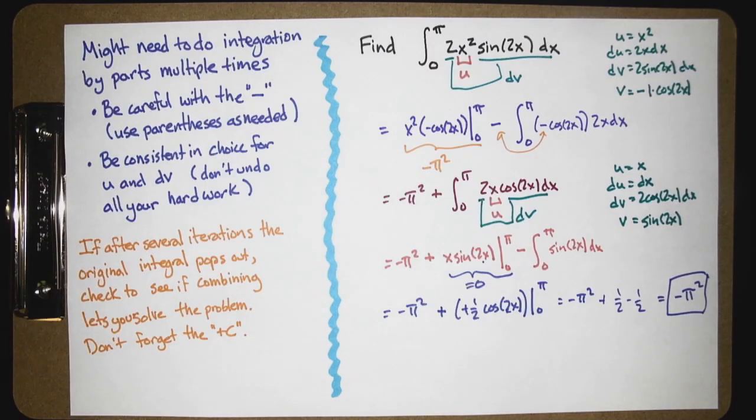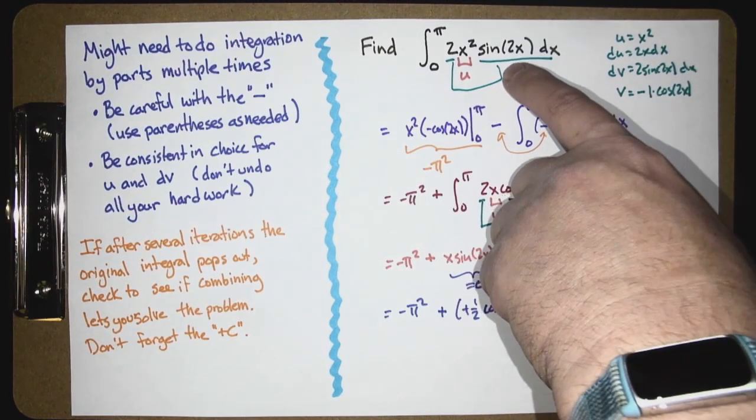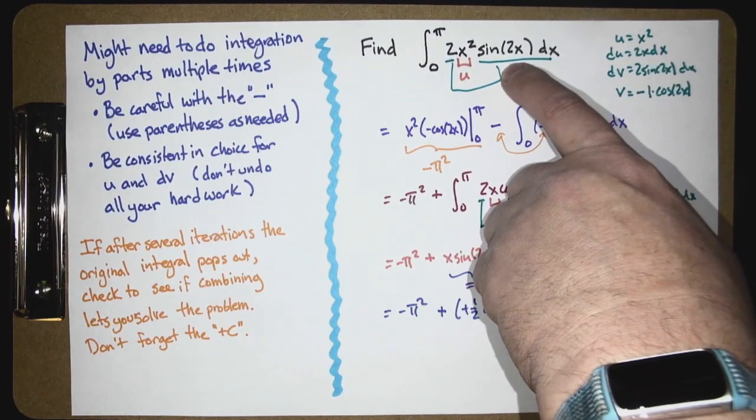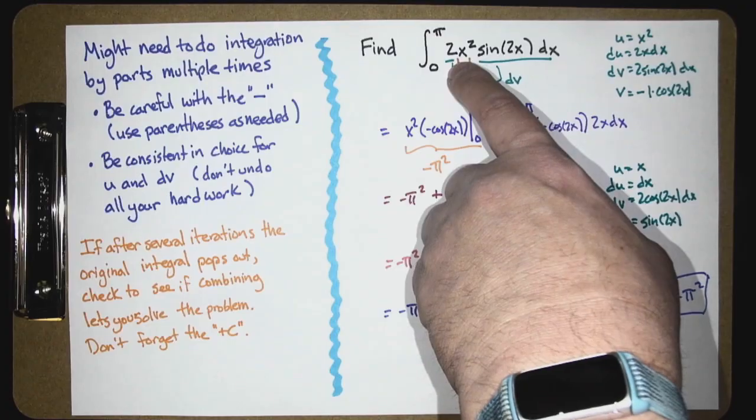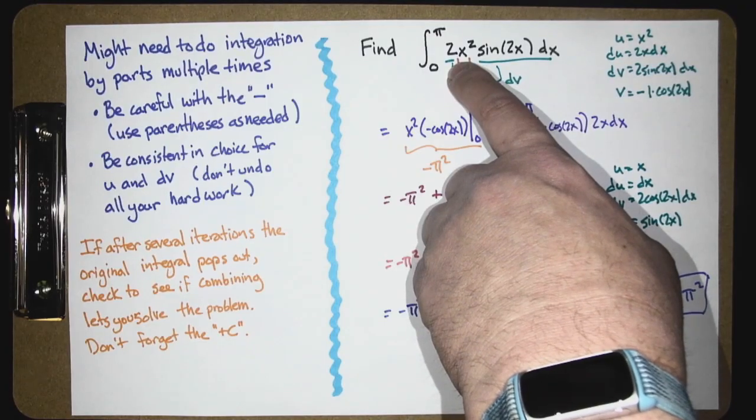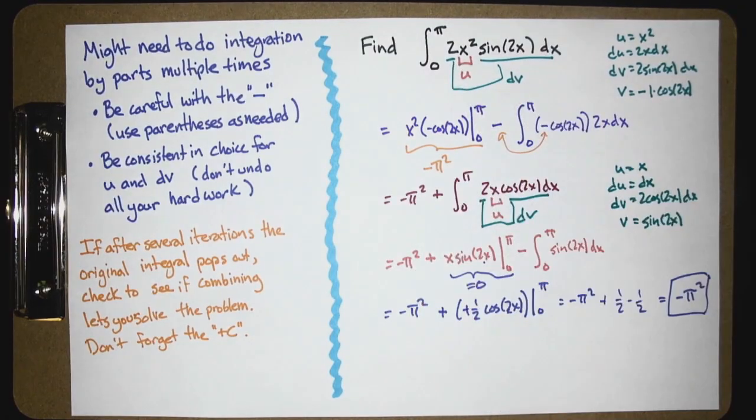Is it okay that we got a negative number? Actually, yes, it is okay, because sine can be negative. And in particular, sine of 2x will be negative from pi halves to pi. And if you think about what's happening, the 2x squared is biggest from pi halves to pi. So where it's negative, it's larger, so we should get a negative value out. All right, good. Any questions?